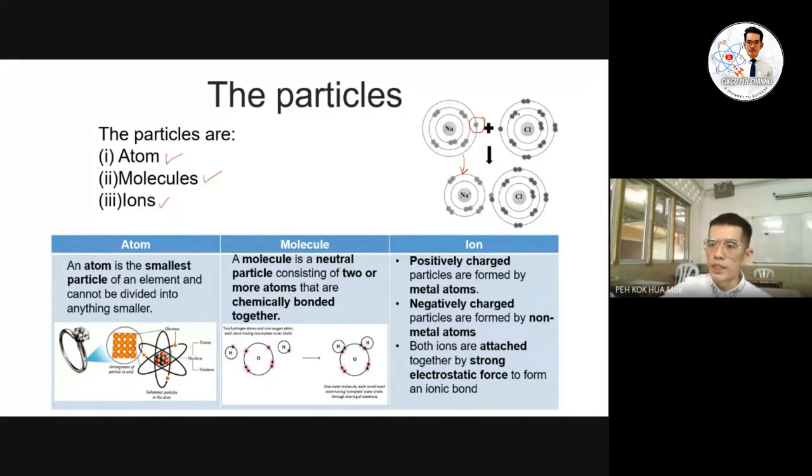So it has 7 electrons at the outer shell, so it tends to receive one electron. When the chlorine receives one electron, it becomes negatively charged. You can look at the figure here. After that, both of them will be attracted together by strong electrostatic force and form an ionic bond. The ionic bond is normally a strong bond between two types of ions. So here are the three particles, their characters and definitions.